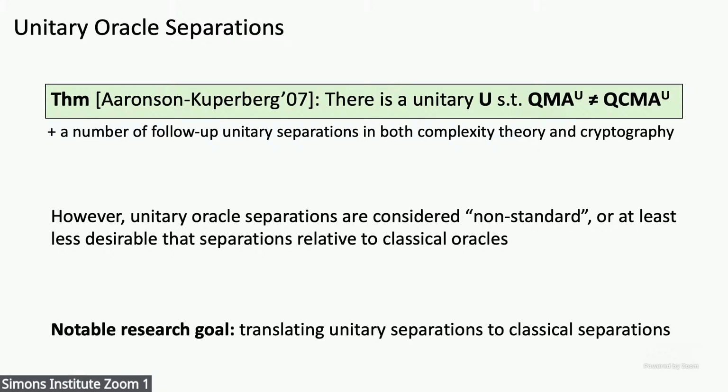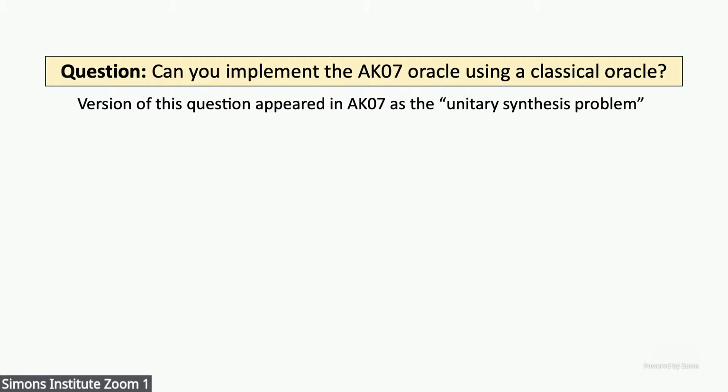For cryptography, you might be able to heuristically instantiate a classical oracle using various crypto tools, whereas a unitary oracle might be harder. So there's a number of reasons why we might want a classical oracle separation as opposed to a quantum one, and this has been a notable research goal over the last 15 years, to try to move from unitary separations to classical ones. Okay, so this brings up a natural question. Can you implement the Ernst-Kuperberg oracle using a classical oracle instead? A version of this question actually appeared in their work, which is now known as the unitary synthesis problem.